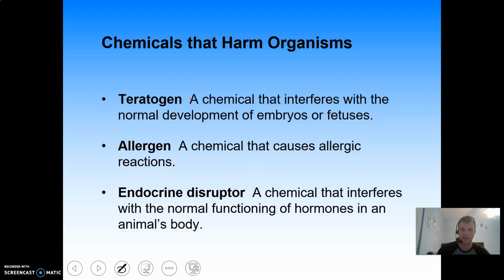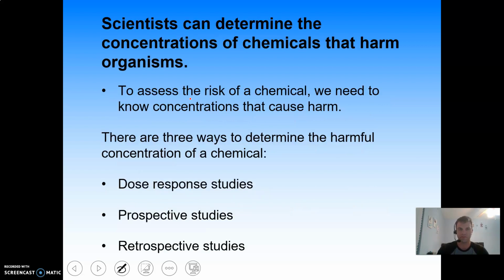A teratogen is a chemical that interferes with the normal development of embryos or fetuses, thus affecting, like what alcohol could do, the development of a fetus in a body. An allergen is a chemical that causes allergic reactions, and endocrine disruptors are ones that interfere with the normal functioning of hormones in the animal's body, and can even lead to the loss of ability to reproduce.